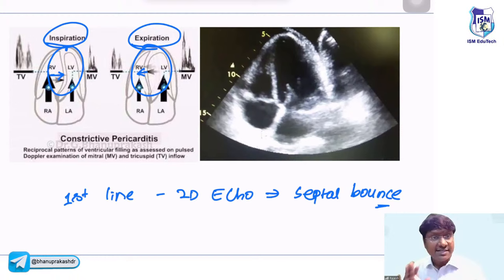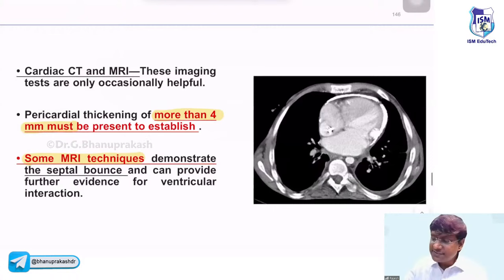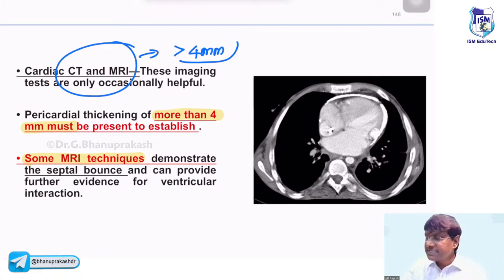And how can you measure the thickness of the pericardium? The measurement of the thickness of the pericardium is done by CT or MRI. CT or MRI will show you that the thickness of the pericardium is more than 4 mm.